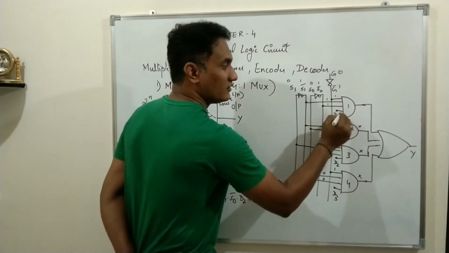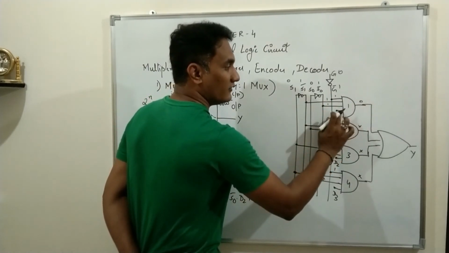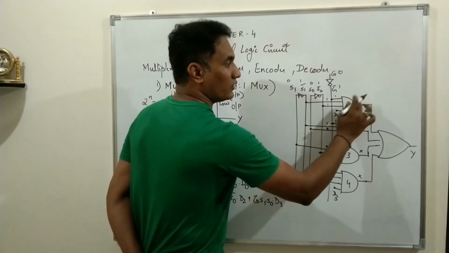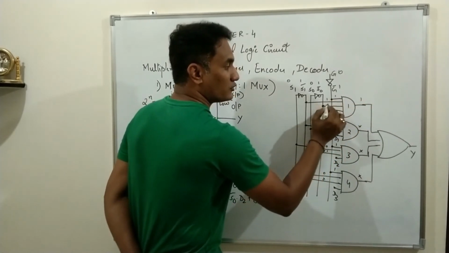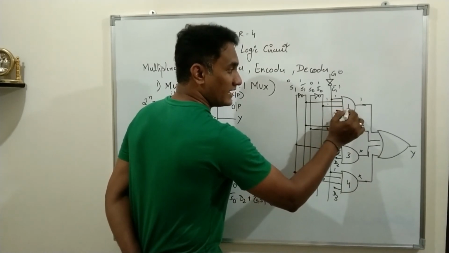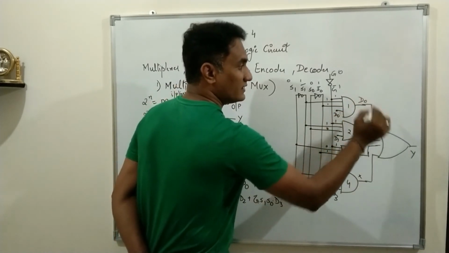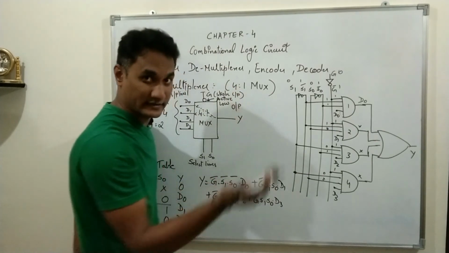So if D0 is 0, of course the output will be 0. If D0 is equal to 1, output will be equal to 1. In that case, what we can understand is when the 3 inputs are 1, and the first AND gate is activated, data from D0 will be transferred to output, generalized term.